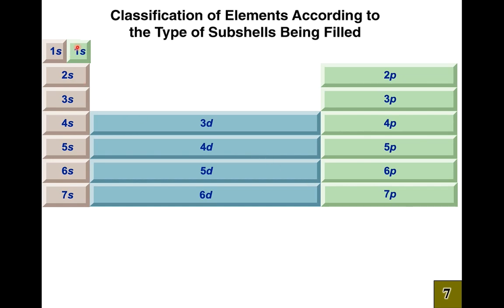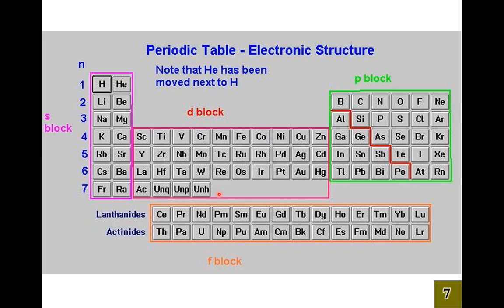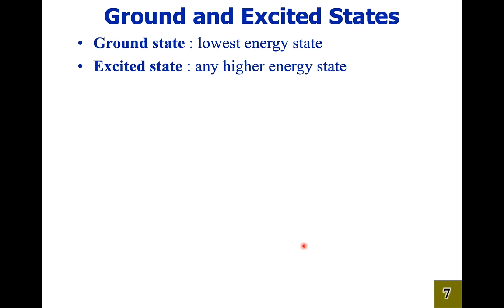It's useful for you to think about the periodic table in this way. If you divide the periodic table, these first 2 columns as the S block, these last 6 columns as the P block, and then these middle ones as the 3D, 4D, 5D, 6D, it's a faster way to think about doing electron configurations. And here's what I said on the previous slide. I've just here taken and color-coded everything, where this is the S block, the P block, the D block, and the F block. All right, finally, let's talk about ground and excited states.